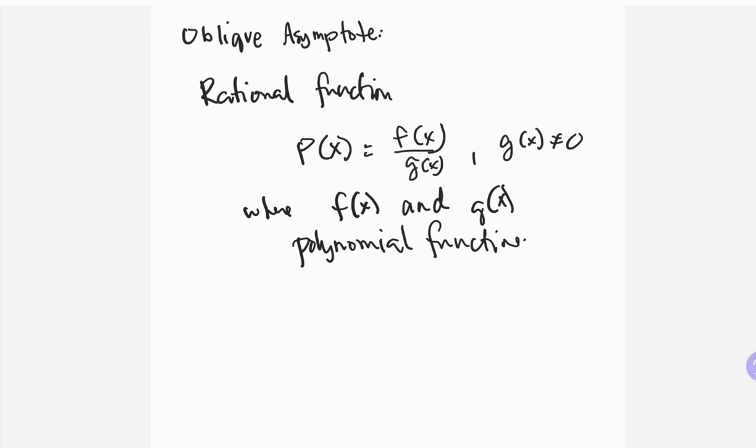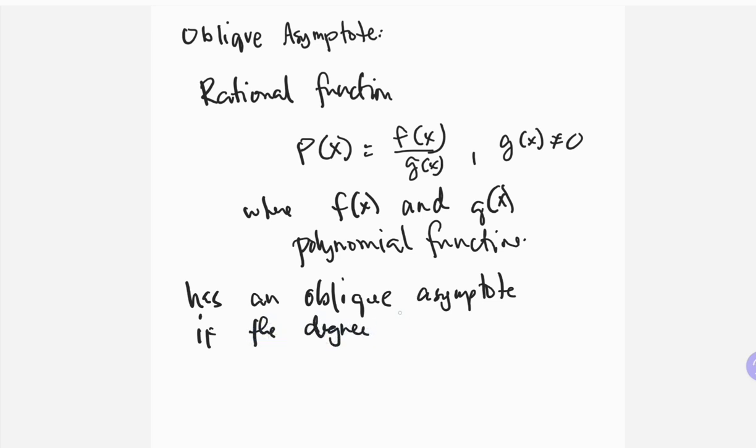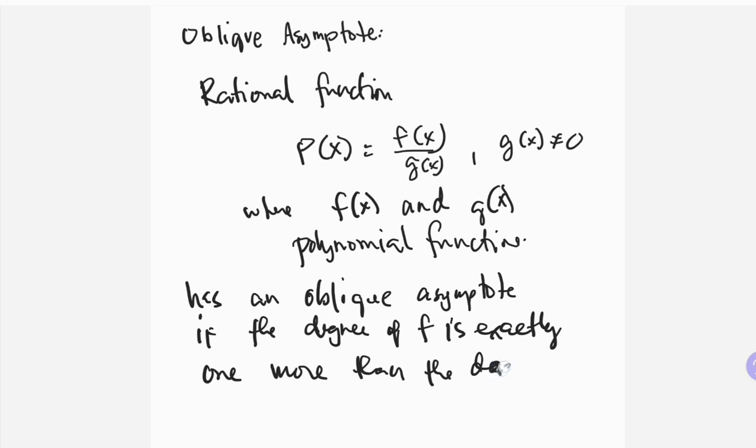It has an oblique asymptote if the degree of f, meaning the function in the numerator, is exactly one more than the degree of g. In order for us to know what the oblique asymptote is, we will implement polynomial division to identify the oblique asymptote.